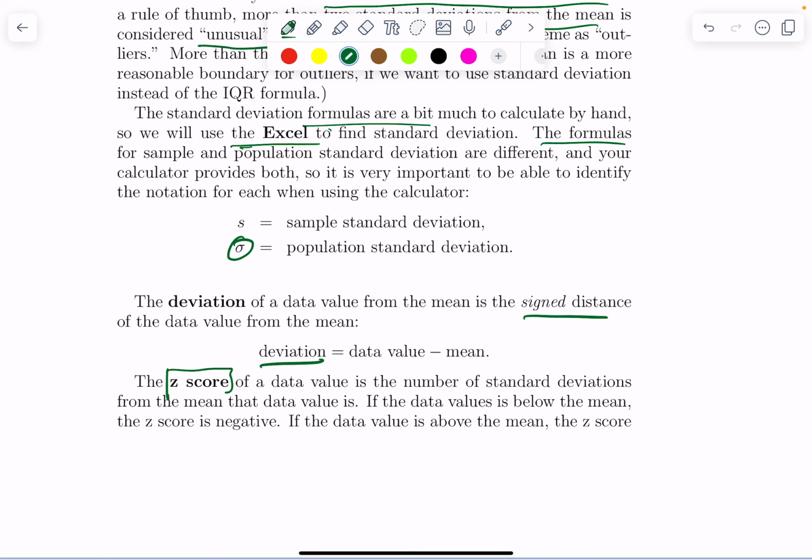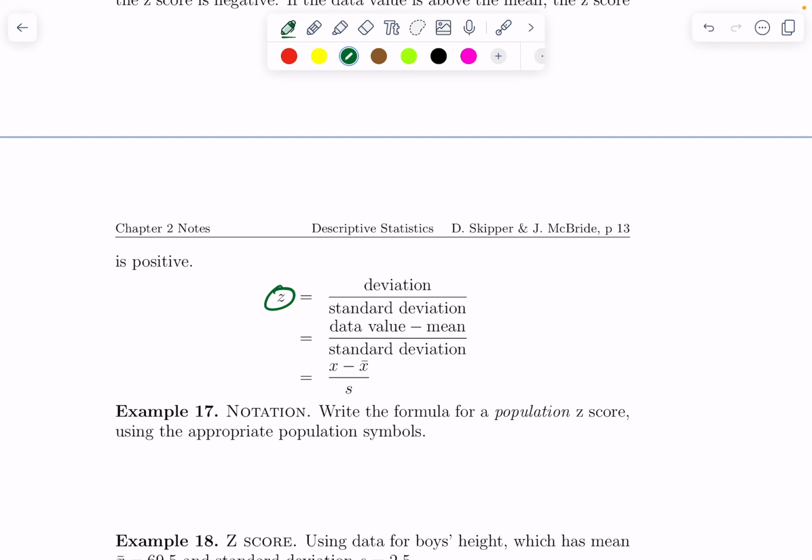The z-score of a data value is the number of standard deviations from the mean that data value is. If the data value is below the mean, then the z-score is negative because the deviation is negative. If the data value is above, then the z-score is positive. So the z-score of a point is the deviation of that point divided by the standard deviation of the data set. In notation, it looks like that.